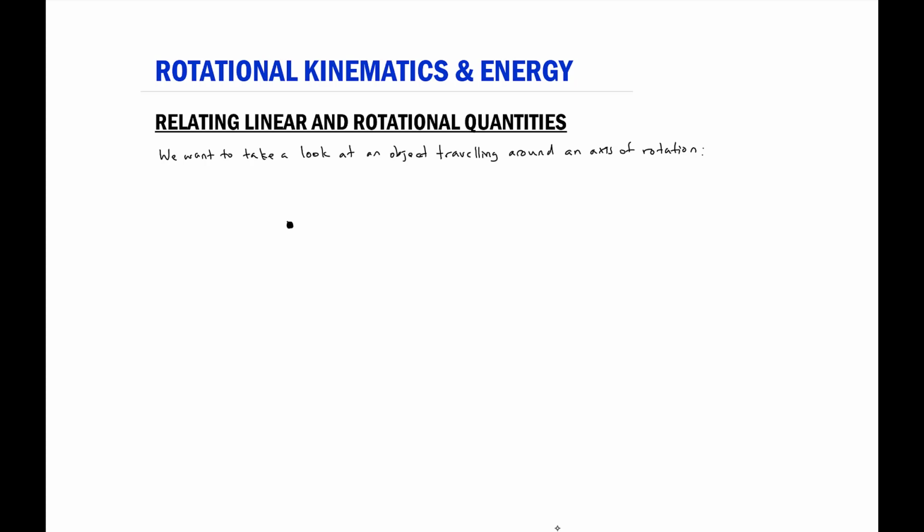So we have our object, and it's moving around in a circle. And this is our axis of rotation. So when you take a snapshot of that circular rotating motion, the object is going to move in a direction that's tangent to the circle. So this is its tangential velocity. It has a linear speed and therefore a linear acceleration. So let's first take a look at speed.